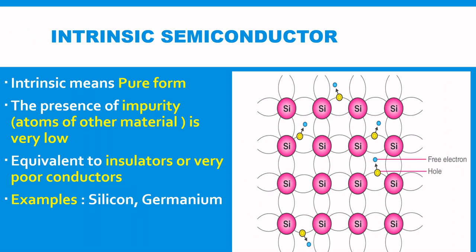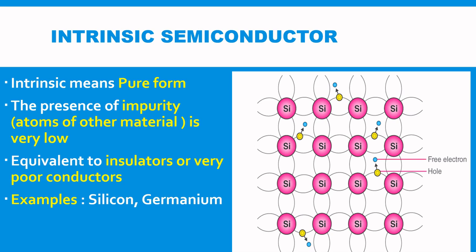Intrinsic type of semiconductor material is in pure form, means it is made up of only one single type of element. The presence of impurity, means atoms of other material, is very low, and therefore they are equivalent to insulators or very poor conductors. Germanium and silicon are the most common types of intrinsic semiconductor elements.